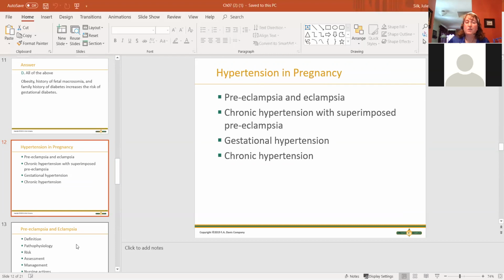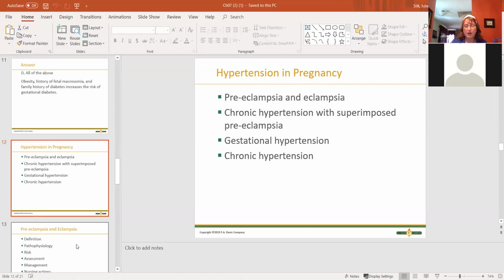Okay, so then this gets into a little bit about hypertension. With hypertension, they consider hypertension anything with a systolic blood pressure of 140 or greater and a diastolic blood pressure of 90 or greater. This is the most common complication of pregnancy, and it affects about 10% of all pregnant women. It's the second leading cause of maternal death and a significant contributor to morbidity and mortality in babies.